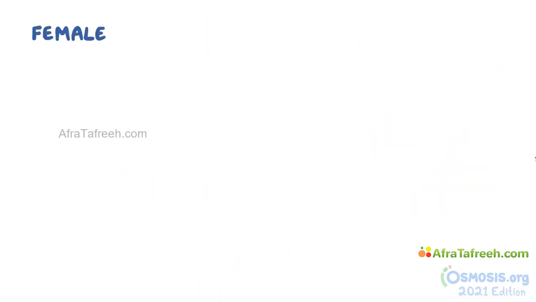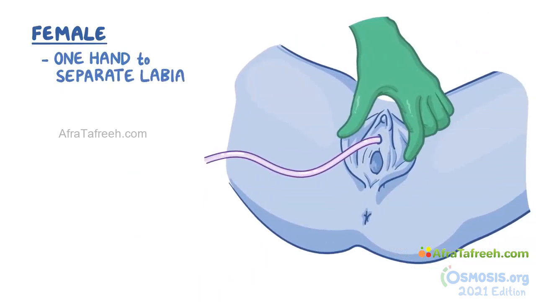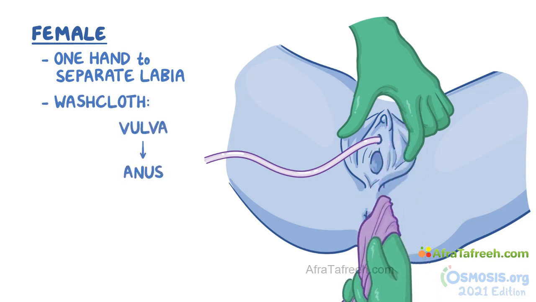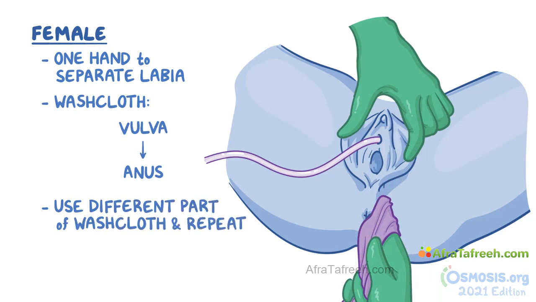Now, if the client is female, use your other hand to separate the labia. Next, move the washcloth downwards from the top of the vulva toward the anus. Remember to use a different part of the washcloth with each swipe, and repeat until the area is clean. Then make sure to rinse and dry the washed areas rigorously.